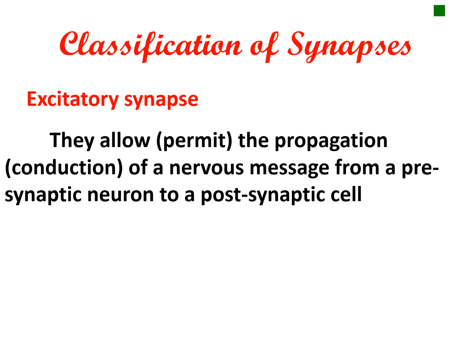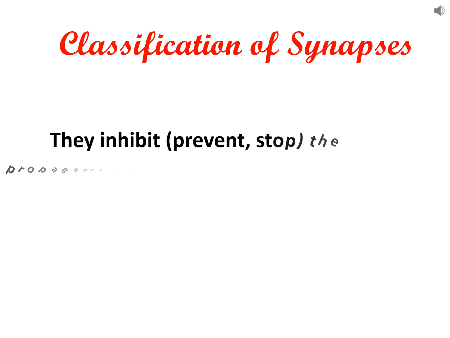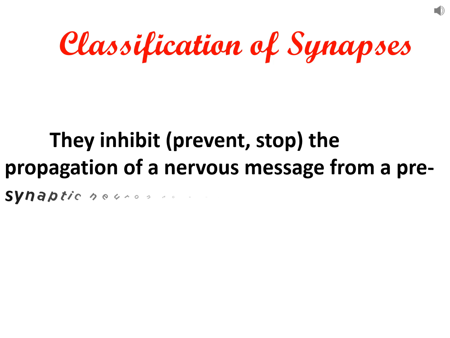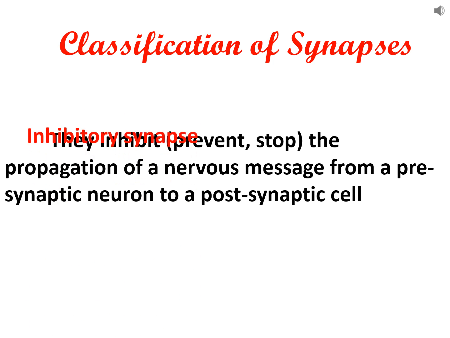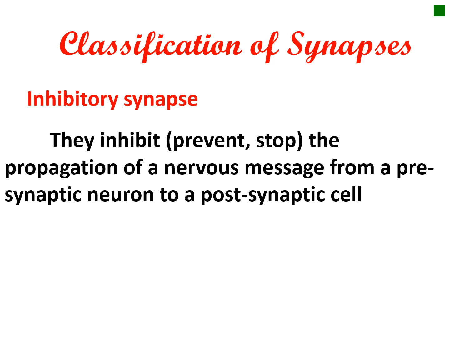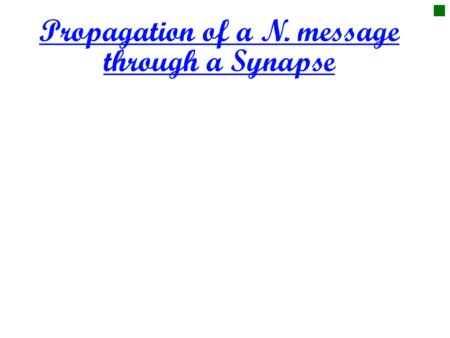Excitatory and inhibitory synapses, what do they do? Excitatory synapses allow the propagation of the nervous message from the presynaptic to the postsynaptic neuron or postsynaptic cell, while inhibitory synapses inhibit the message from the presynaptic to the postsynaptic cell.